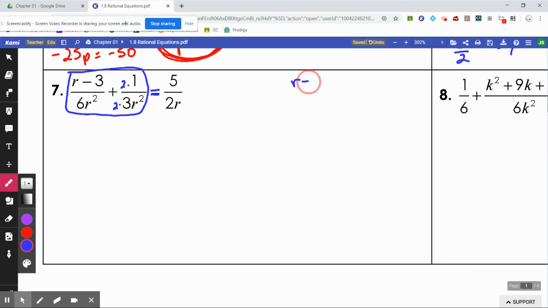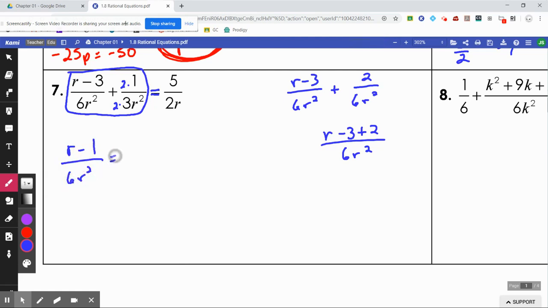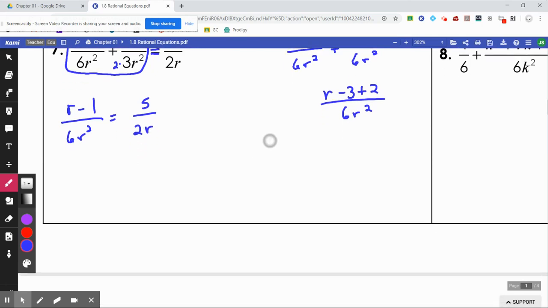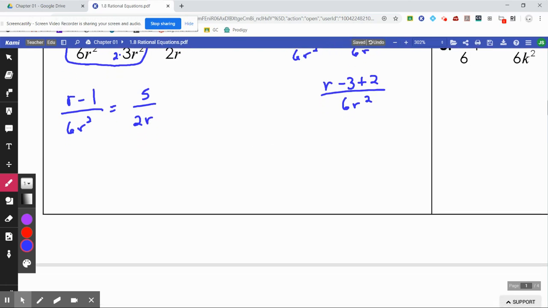So that would be r minus 3 over 6r squared. And when you multiply top and bottom by 2, that would be 2 over 6r squared. So that gives you r minus 3 plus 2 over 6r squared, which is r minus 1 over 6r squared, is equal to 5 over 2r. Okay, when we solve this, now we can solve it like a proportion.